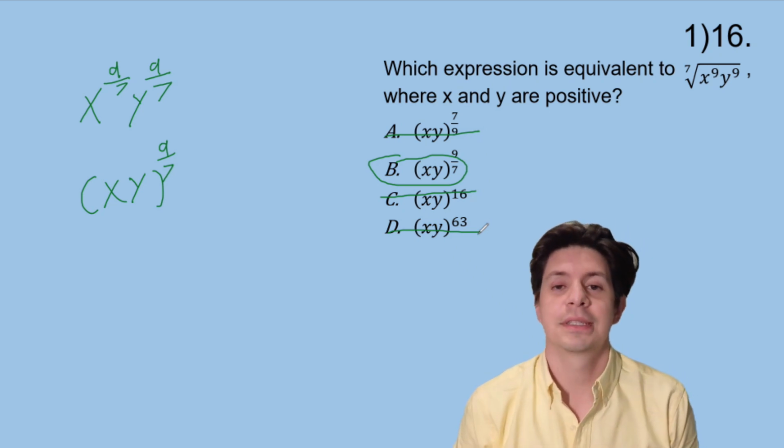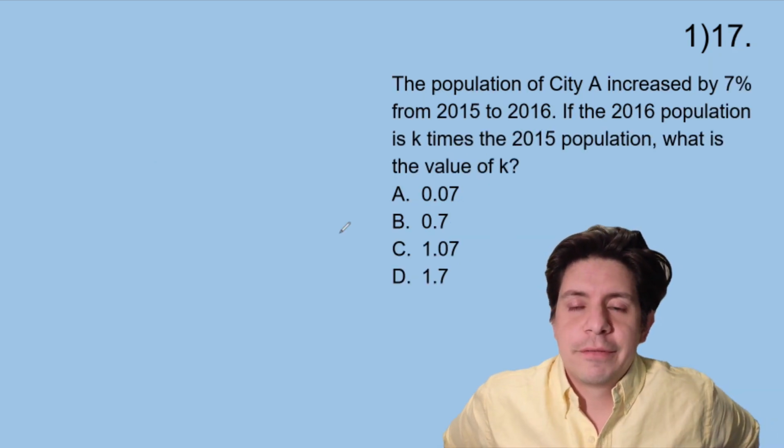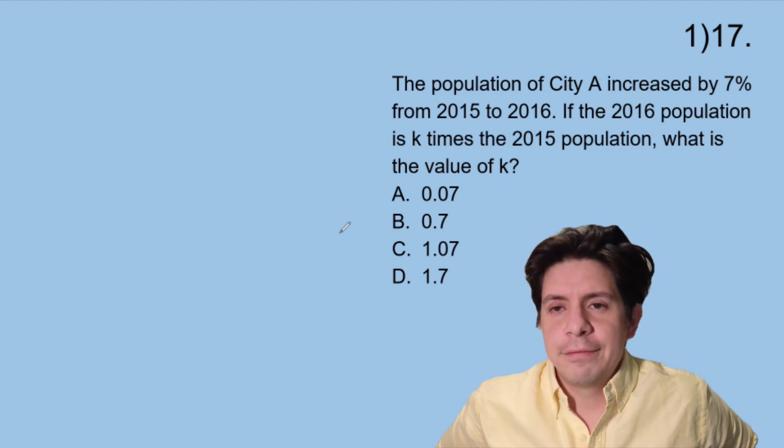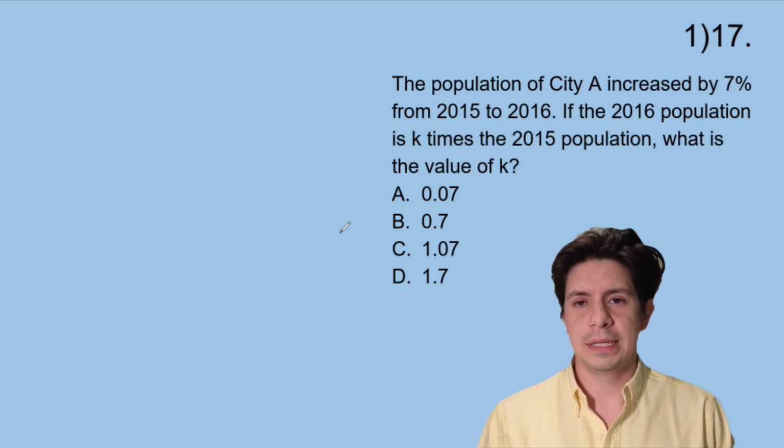That's where the 63 and 16 come from. The population of City A increased by 7% from 2015 to 2016. If the 2016 population is k times the 2015 population, what is the value of k?